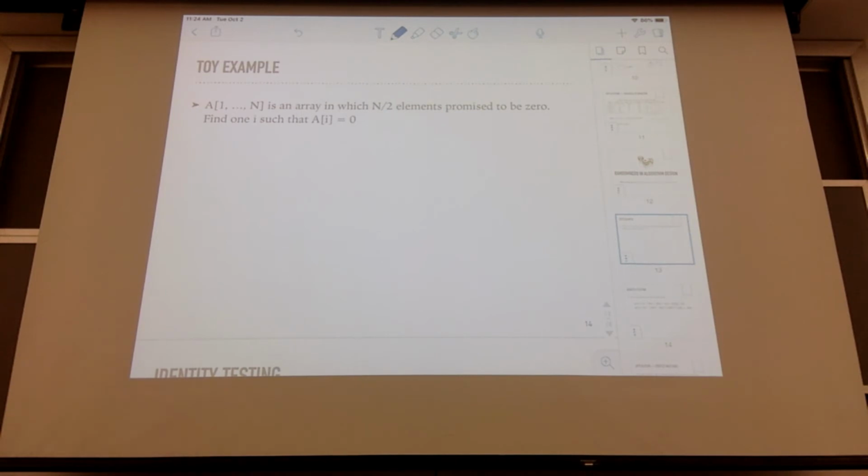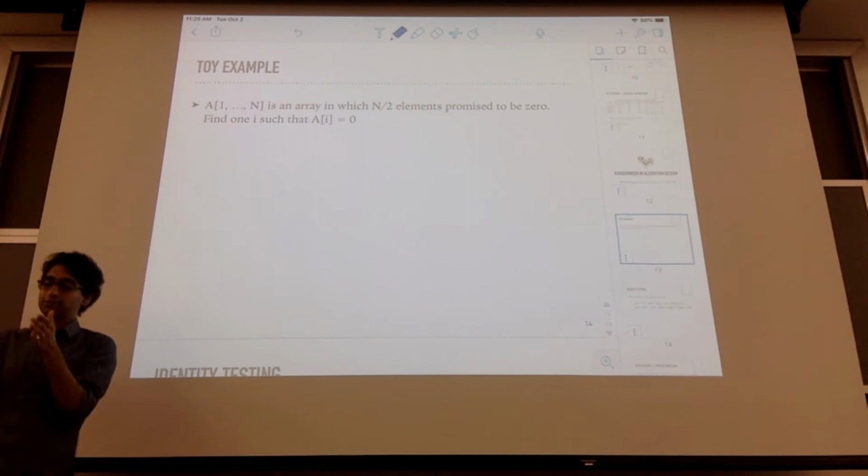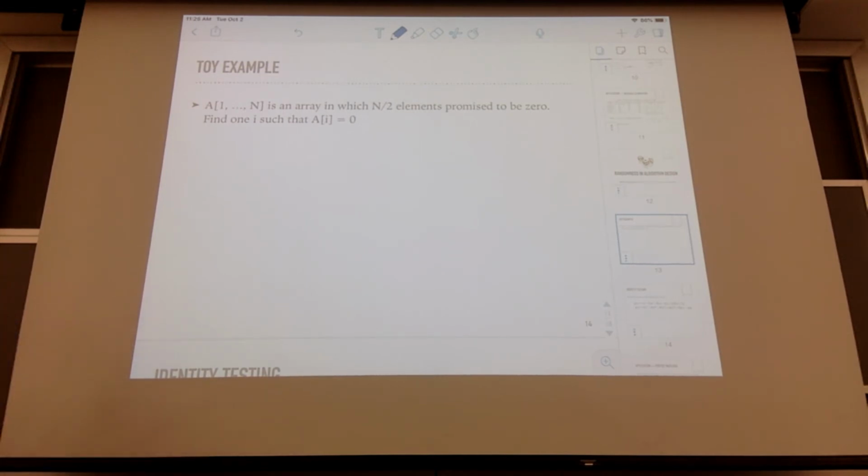The example is the following. You're given an array of n numbers, denoted by a1 through an, and I promise you that n by 2 of those elements are 0. Your goal is to find one index i such that a of i equals 0. If you just go through the array and see which one is 0, this could take time n by 2, because maybe all the zeros are from n by 2 onwards.